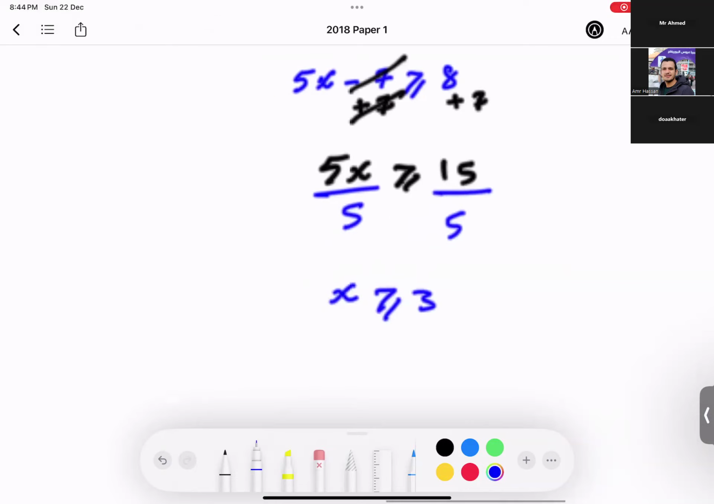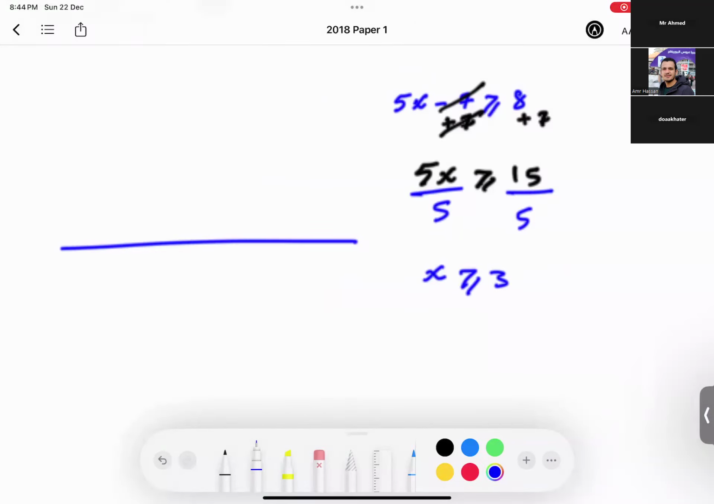If he asks you to graph it, it looks like this. We have the number line, and this one must be solid. You know why solid? Because we have an equal. If you don't have equal, it's going to be like this one. And you have to go to the right, because I'm looking for all numbers greater than 3. So I have to go to positive infinity. Did you get it? Yeah.